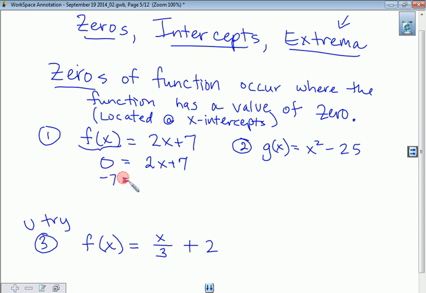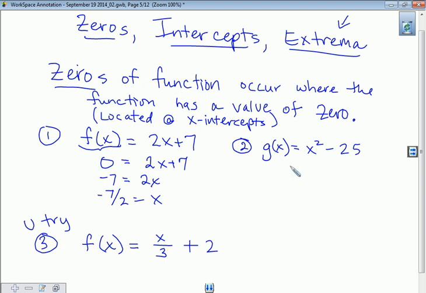So you'd move the 7 over. You divide by 2. And this is exactly what we did when we were doing our t-charts on our linear programming problems to find the x-intercepts, wasn't it? We'd plug in 0 for y. So that one zero of the function is negative 7/2. Or that is the only zero of that function.